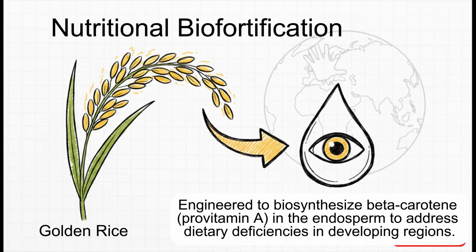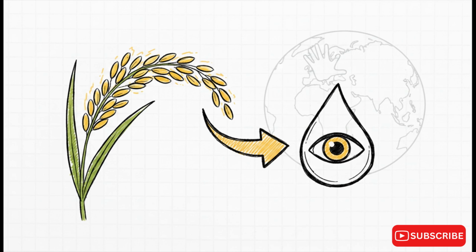It was carefully engineered to produce beta-carotene, which is what our bodies use to make vitamin A. And this is so important because in many parts of the world, a lack of vitamin A is a serious health problem, especially for children. Golden rice was created with the hope of being a part of the solution.